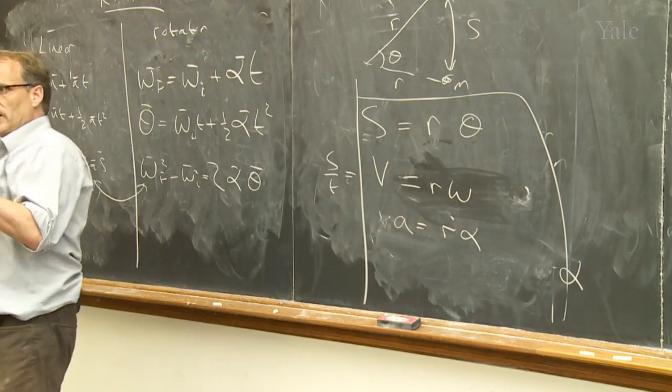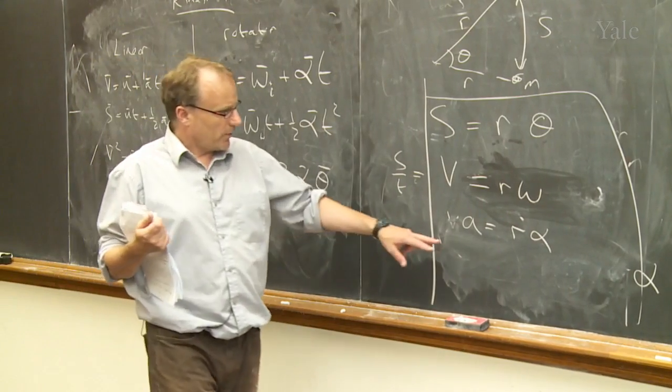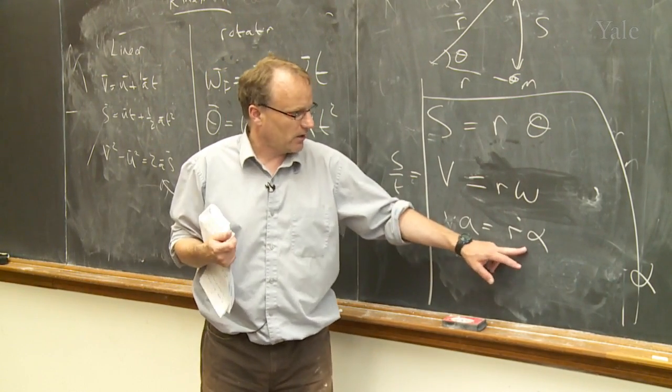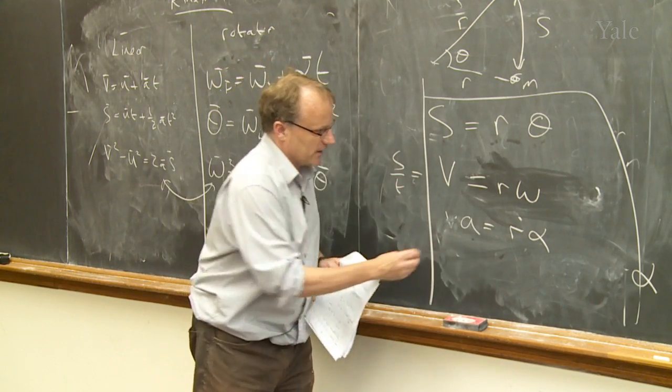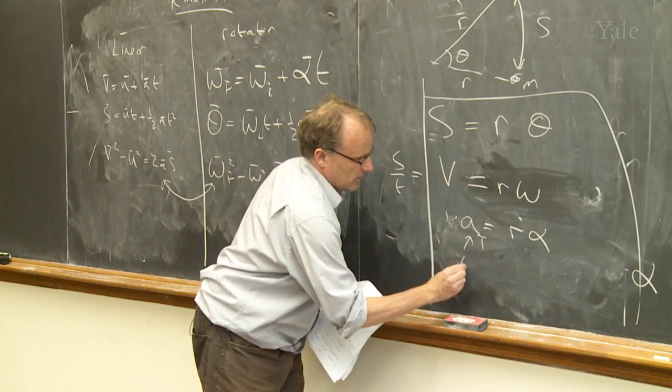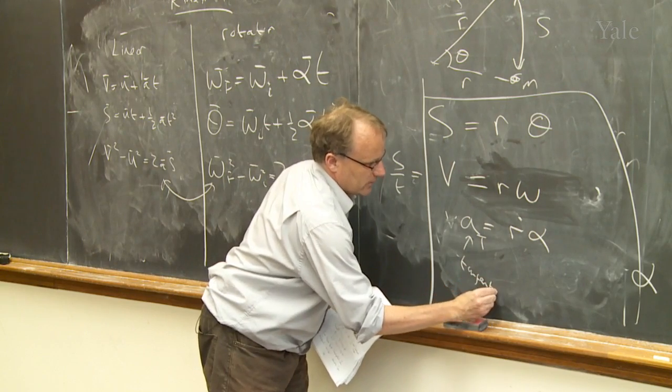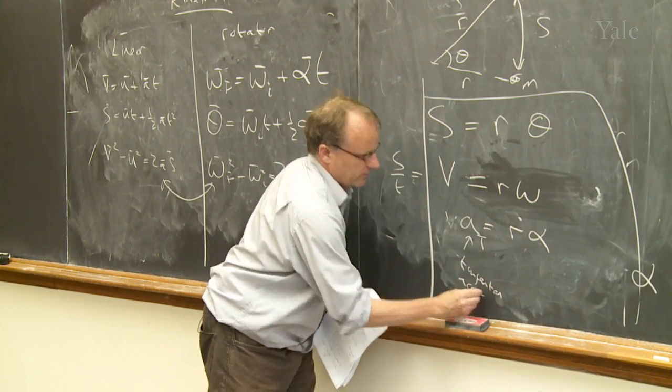Now, I've seen students get a little worried here because you're thinking, well, we have this rotational acceleration a, but I thought it was v squared over r. Well, this is actually the tangential acceleration. And I'm going to show you what I mean by drawing it.